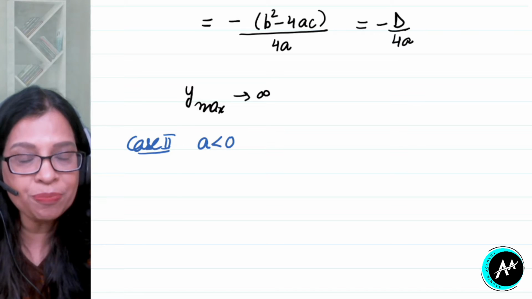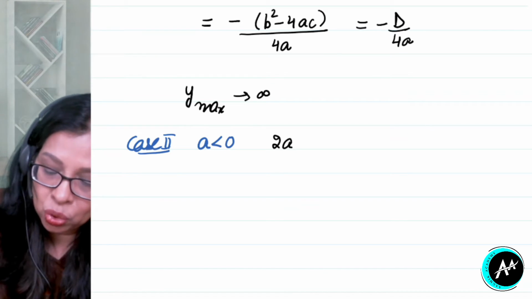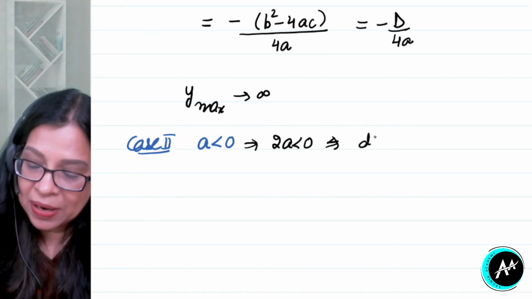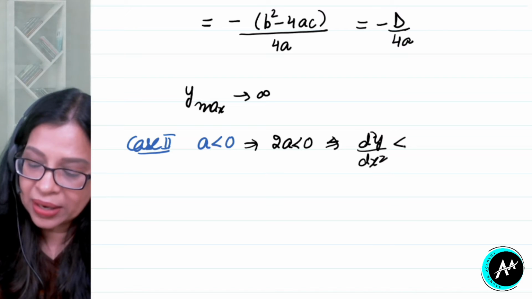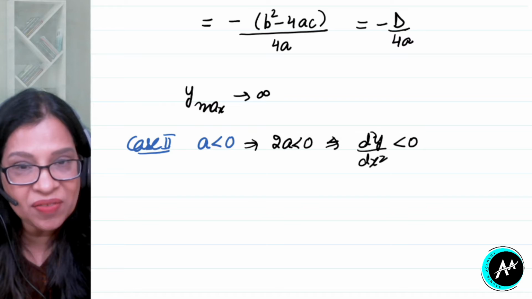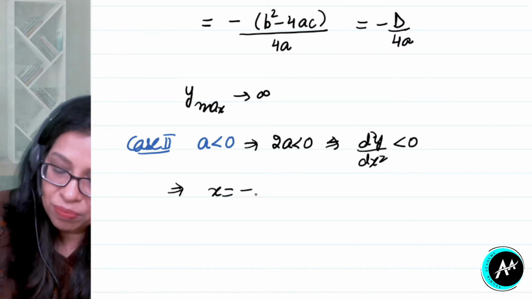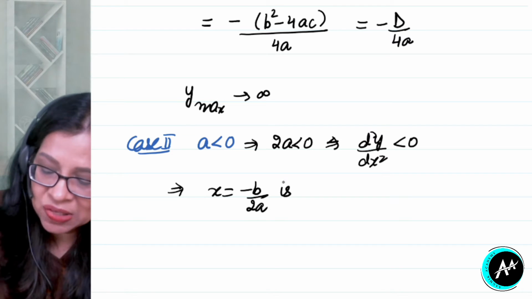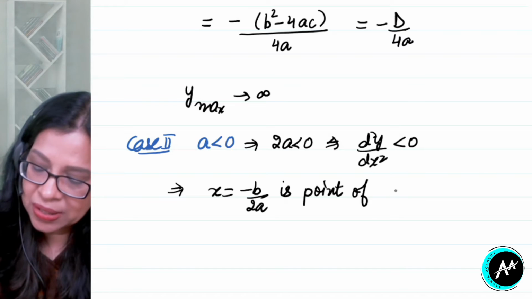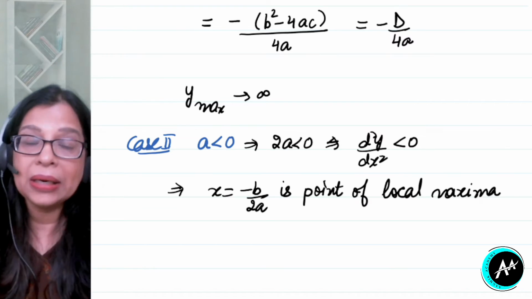If a is negative, the parabola will be opening downwards. Moreover, if a is negative, 2a will also be negative. And what was 2a? The second derivative. This implies d2y by dx square is negative. And you know, if the first derivative is 0 at a point and the second derivative is negative, then it is a point of local maxima. So this implies x equal to minus b upon 2a is the point of local maxima.